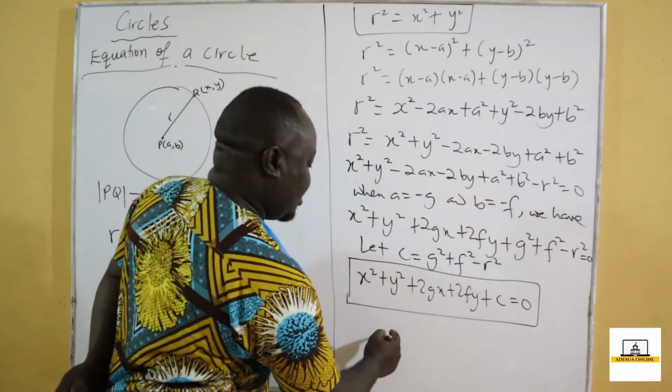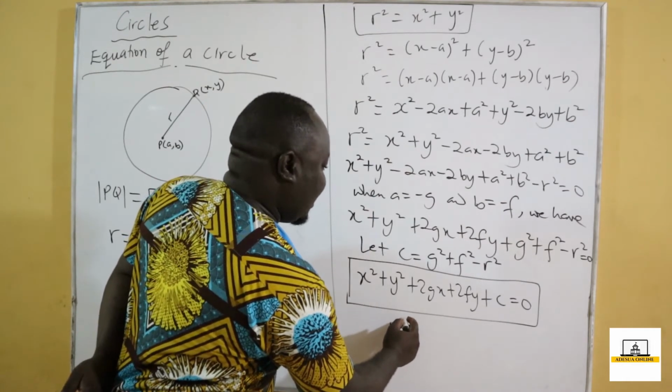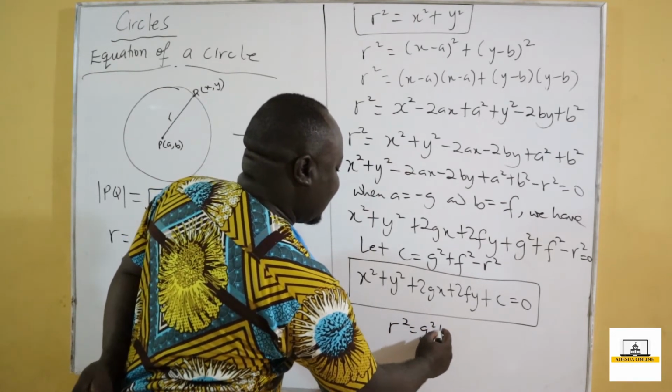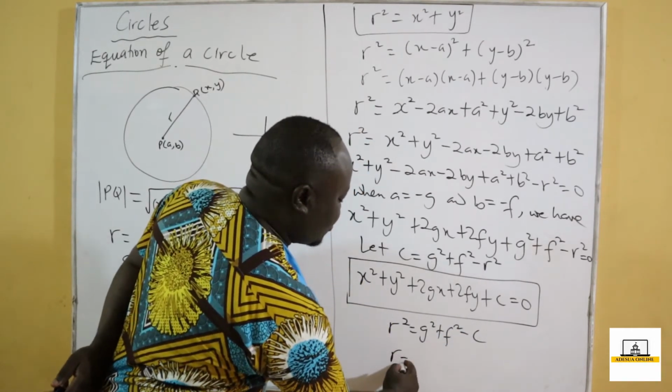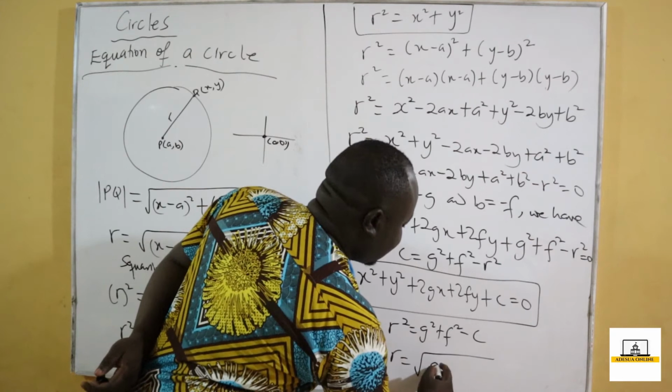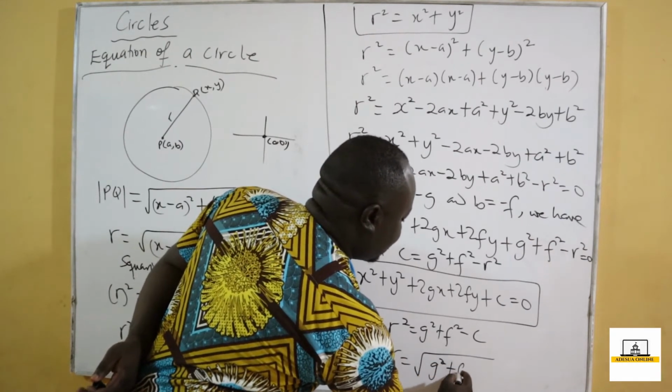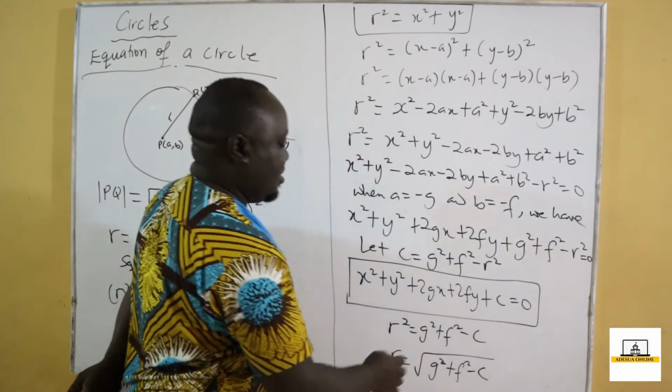So solving for the radius, our r squared will be equal to g squared plus f squared minus c. So our radius will be equal to the square root of g squared plus f squared minus c. This will give us the radius.